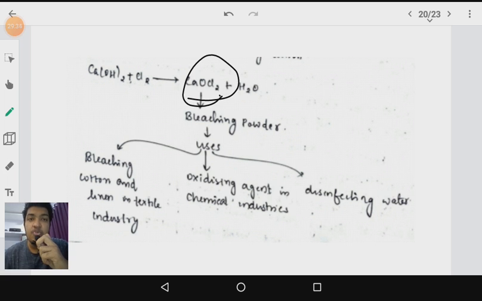First one is it is used in the bleaching of cotton and linen in textile industry. Second, it can be used as an oxidizing agent in chemical industries. And third, it can be also used for disinfection of water.